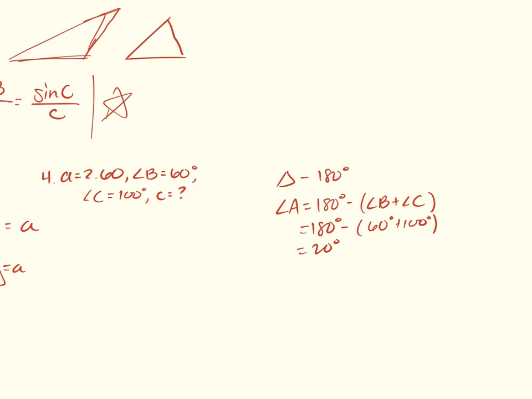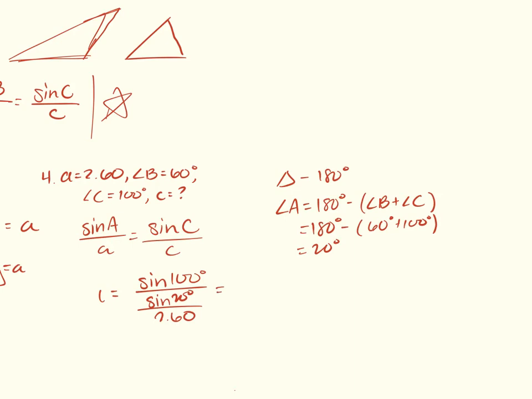Knowing that, I'm going to use the same exact formulas that I used in the last problem to solve for side C. So I'm going to get that side C is equal to sine of 100, which is angle C, over sine of A, which is 20, times 2.60, which is sine of 100 over 0.1315, which is 7.49.